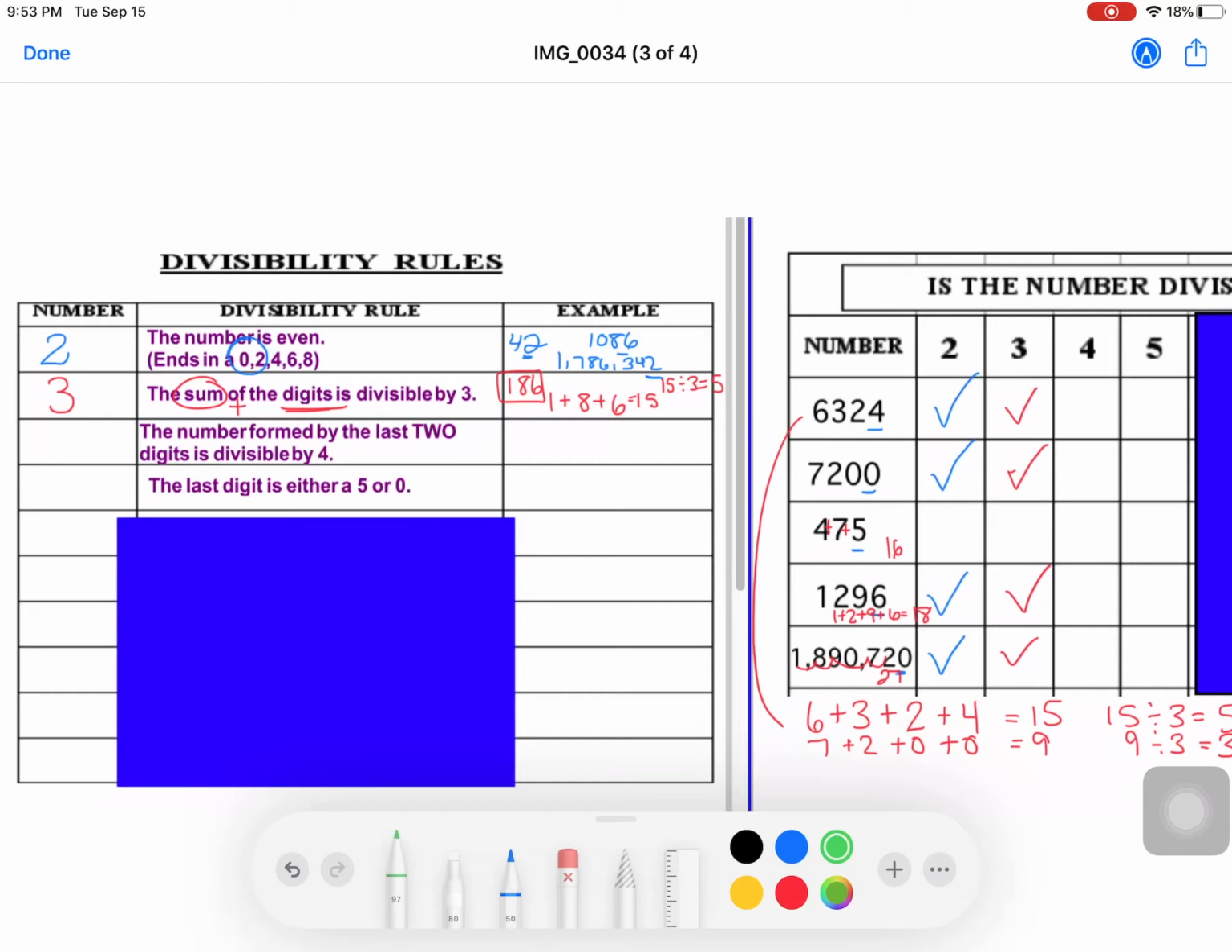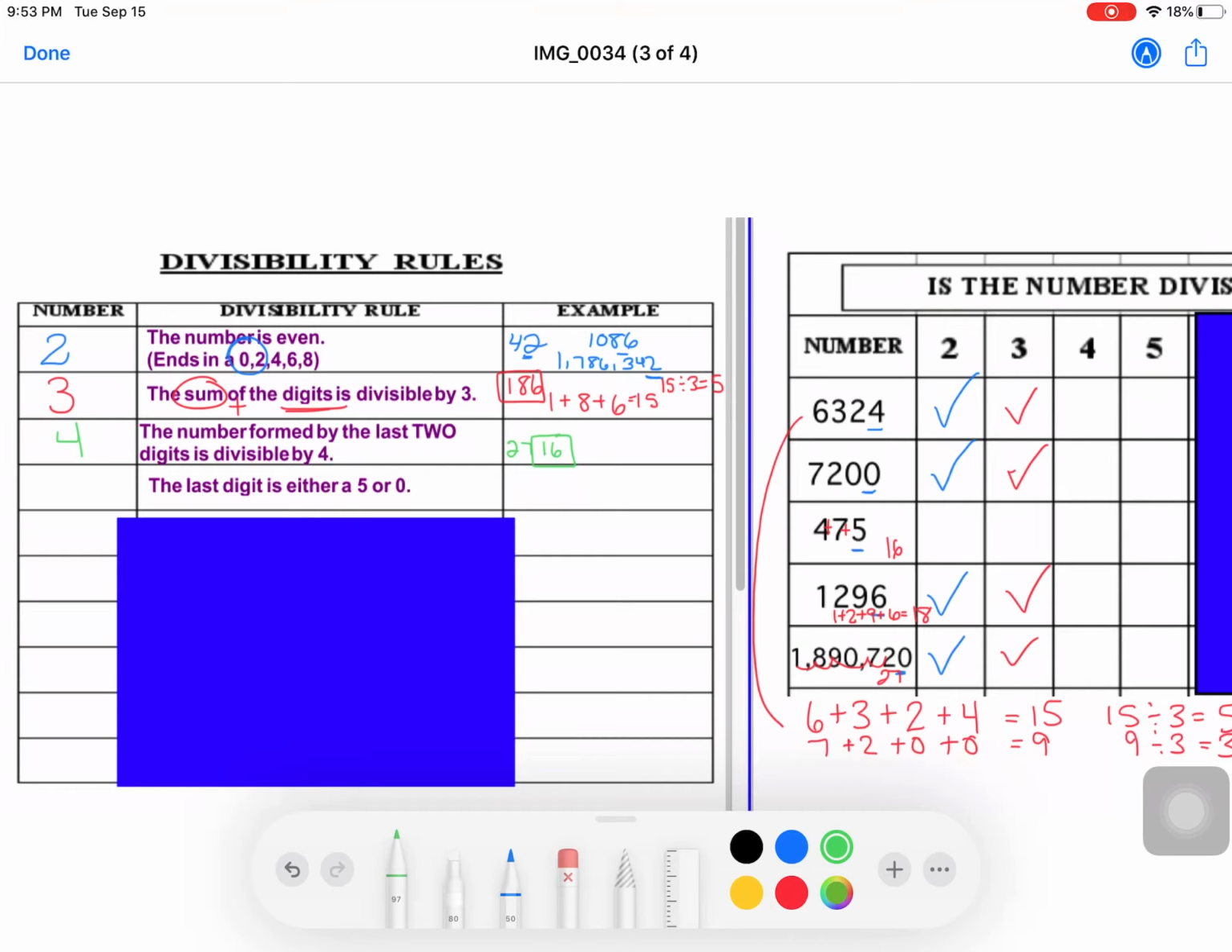The next one on here is for the number 4. The number formed by the last 2 digits is divisible by 4. So think of your multiples of 4. If I gave you a number like 2,716, the number formed by the last 2 digits is 16. Does 4 go into 16 evenly? Yes. So then it would go into that entire number, no matter how big it is.